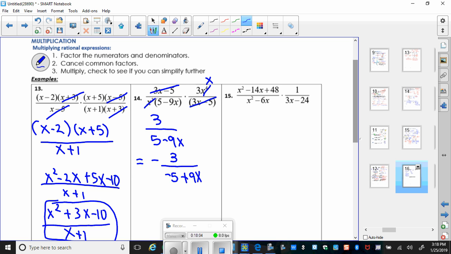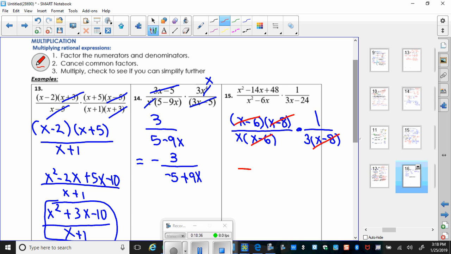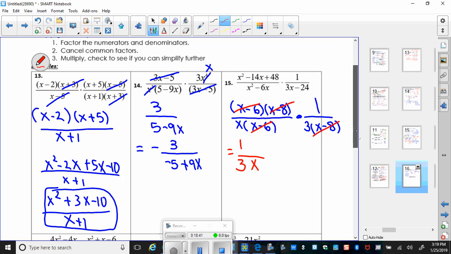Now, 15, factoring. I have x minus 6 times x minus 8 right there. On the bottom, I have x times the quantity of x minus 6 times 1 over 3 times x minus 8. All right. Now, top to bottom, these cancel and these cancel. I'm left with, numbers always come first, 1 over 3x is my final answer here.